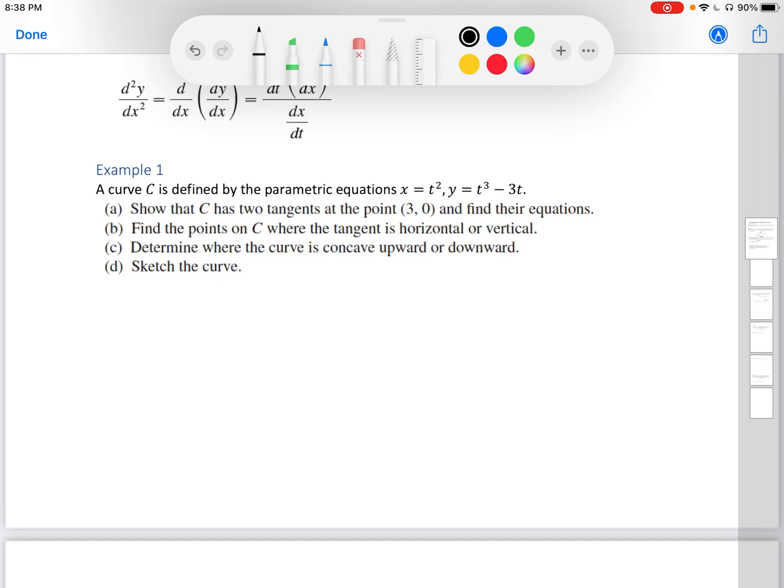Let's do an example. Now this example is pretty lengthy and it pretty much covers all of Calc 1. Everything you learned in your Calculus 1 course is kind of represented here using parametric curves. Let's read this. A curve C is defined by the parametric equations x equals t squared and y equals t cubed minus 3t. A. Show that C has two tangents at the point (3, 0) and find their equations.